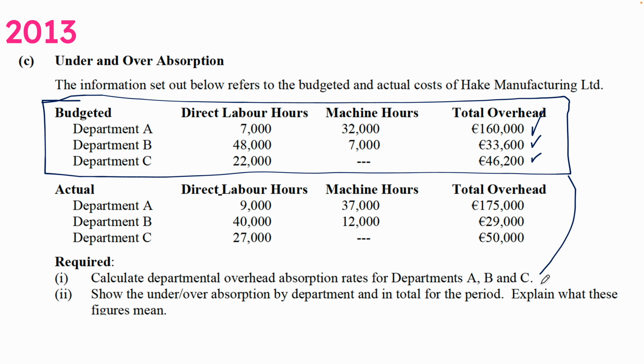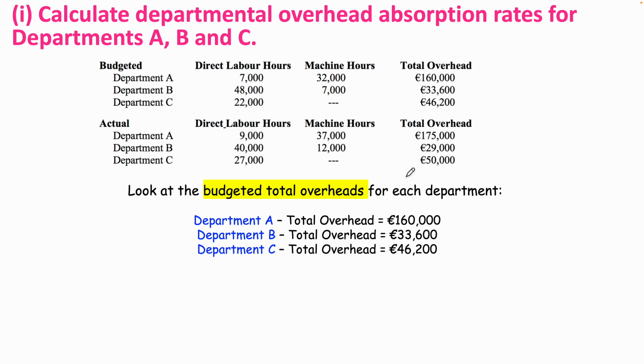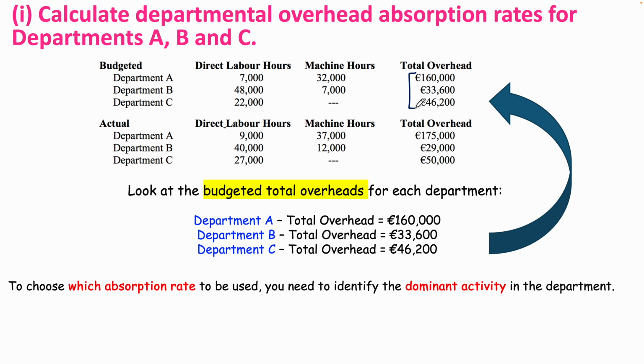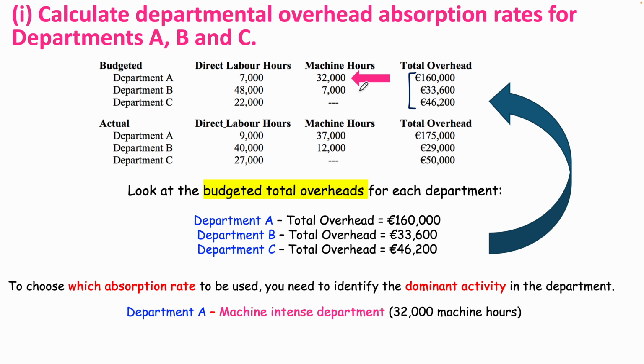Now, part one of the question is asking to calculate departmental overhead absorption rates for departments A, B, and C. So basically, they want to break these overheads here down into a per hour basis. Now, how are we going to do that, right? We're going to be taking these figures here and we're going to be looking at the most dominant activity in each department. So in Department A, there's 7,000 labour hours, 32,000 machine hours. So the most dominant activity is machine hours, 32,000 machine hours.